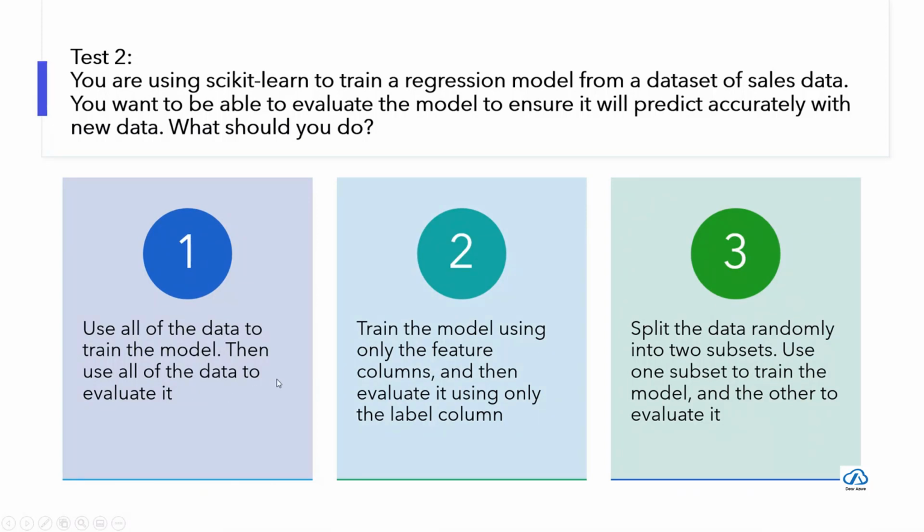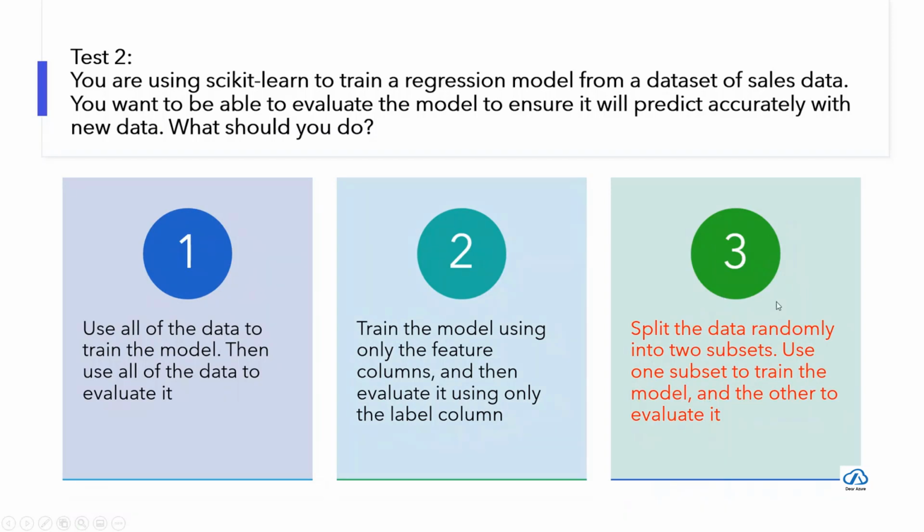Usually the rule of thumb is, if you have a data set, you need to split it between 70% as train and 30% as evaluate, like validation and testing set. The second option is train the model using only the feature columns and then evaluate it using only the label column. And the third one is split the data randomly into two subsets, use one subset to train and another subset to evaluate. So can anyone answer which one it would be? 1, 2, 3. Okay, it will be number 3.